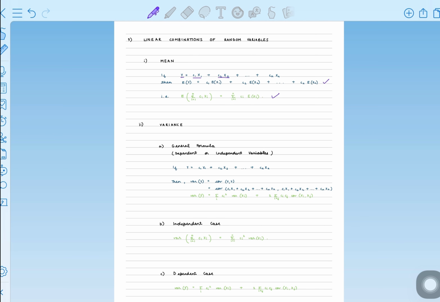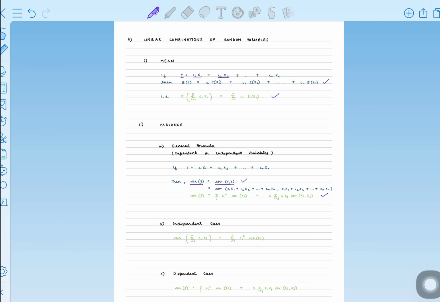Next, we move on to the variance. If we take the same linear combination of random variables and this time we try to calculate the variance, we'll essentially start by expanding the variance into the covariance. Then, we simply input the value of y from the linear combination. This gives us our general formula.